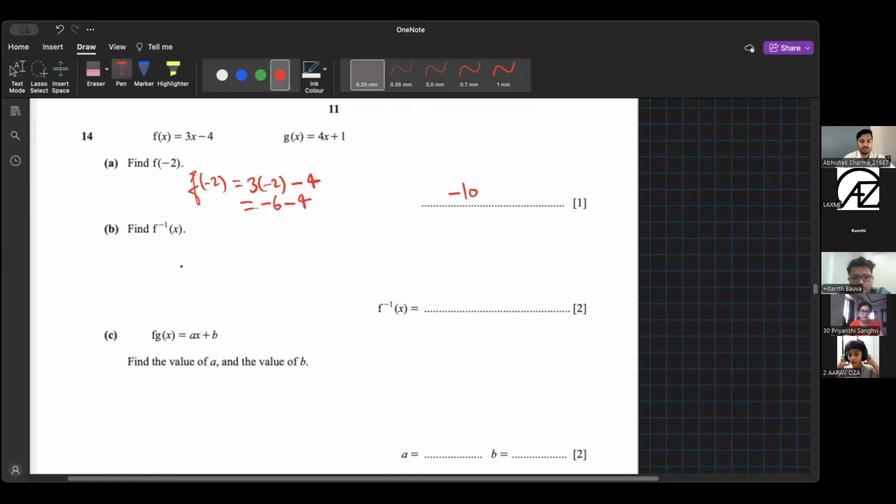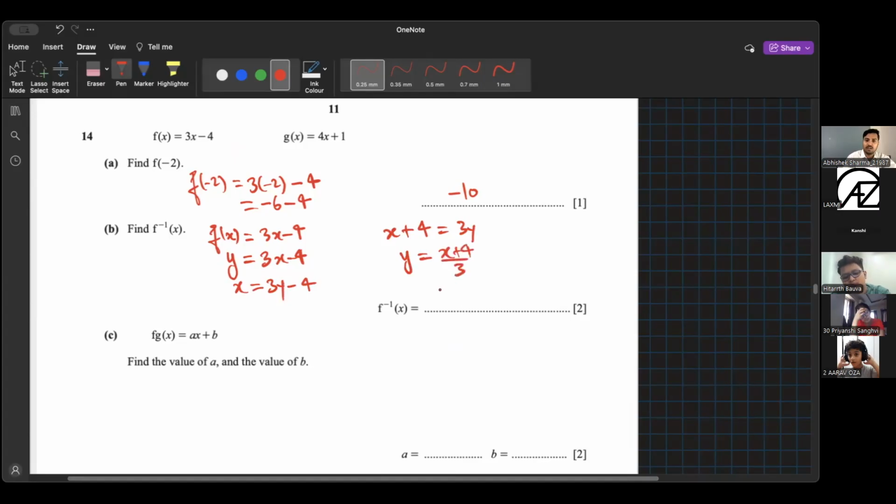Right? Then we have to find the inverse of f of x, or f inverse of x. First we'll write down the function f of x equals 3x minus 4. Take f of x as y, so we can write y equals 3x minus 4. Then swap the variables: x equals 3y minus 4. So we can write x plus 4 equals 3y, and then y equals (x plus 4) by 3, and that's your answer. (x plus 4) by 3 is your inverse function.